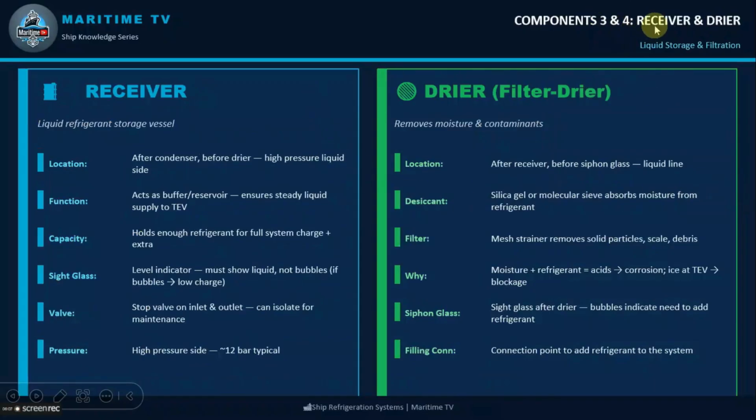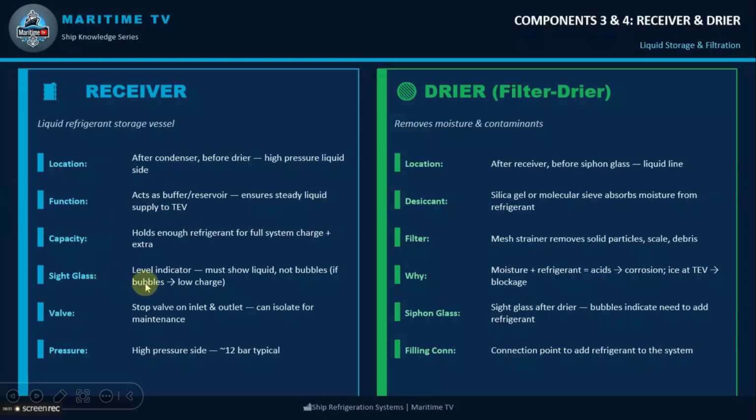Let's see components 3 and 4. This is the receiver and the dryer. The receiver is for liquid storage and the dryer is for filtration. The receiver is the liquid refrigerant storage vessel. Its location is after the condenser, before the dryer, on the high pressure liquid side. Its function is to act as a buffer or a saver, ensuring a steady liquid supply to the thermal expansion valve. Its capacity holds enough refrigerant for the full system charge plus extra.